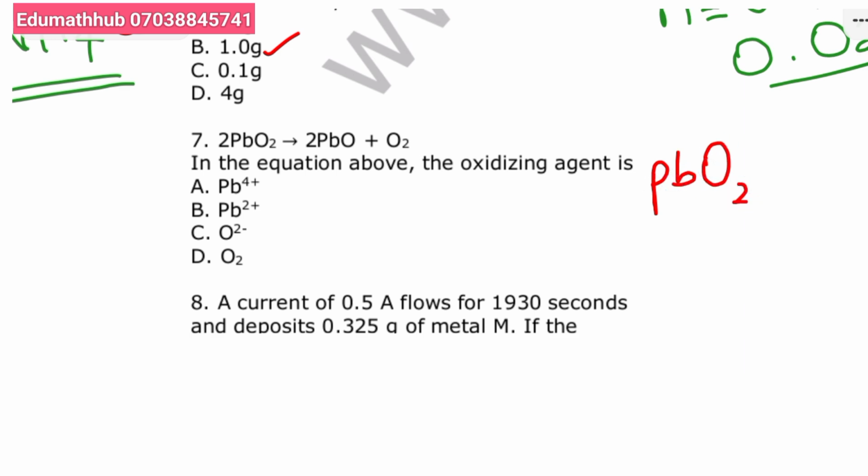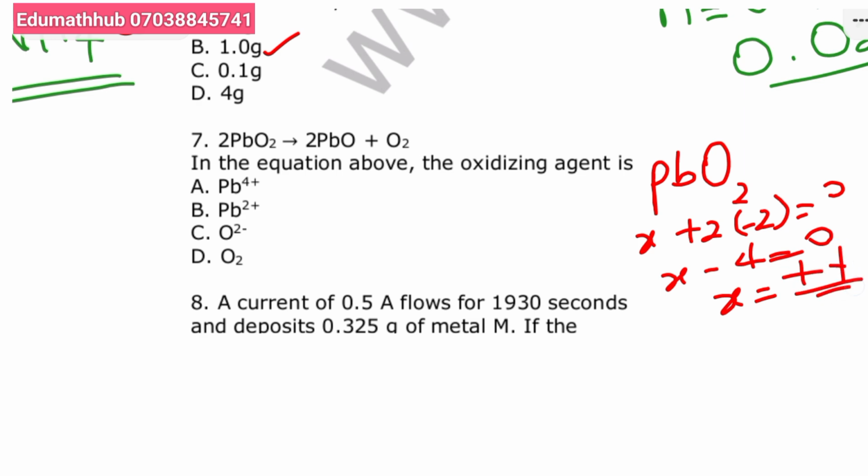We need to find the oxidation number of lead here first. So let it be X. This one will be X plus the oxidation number of oxygen, which is -2. So we're going to write 2 times -2, equate everything to 0. So this will give you X minus 4 is equal to 0. Then from there, X is equal to plus 4. That means the oxidation state of lead in this part here is plus 4. Okay, lead is plus 4 here.